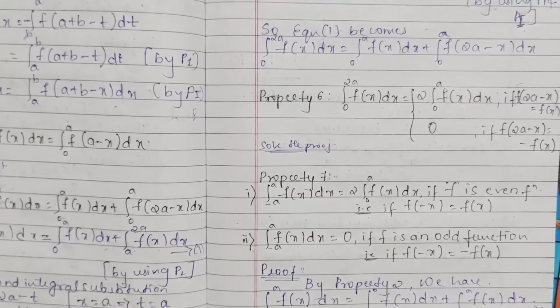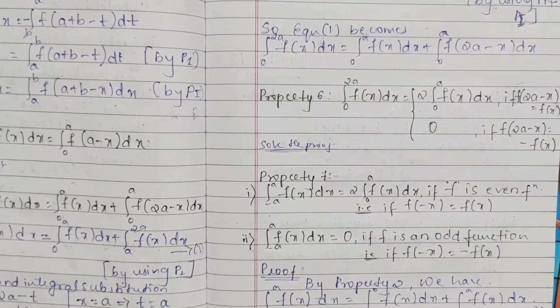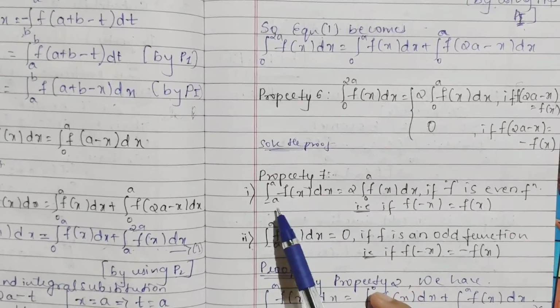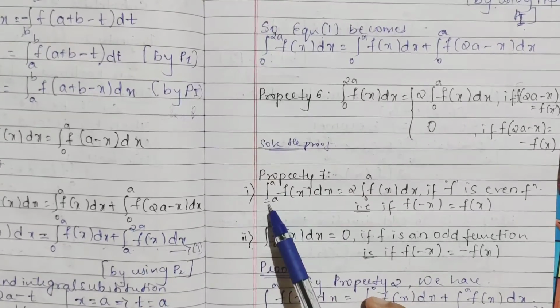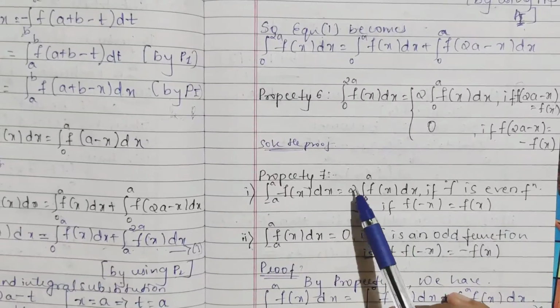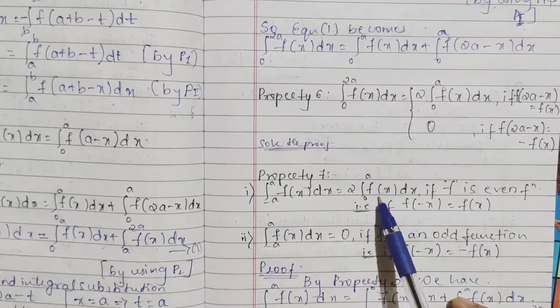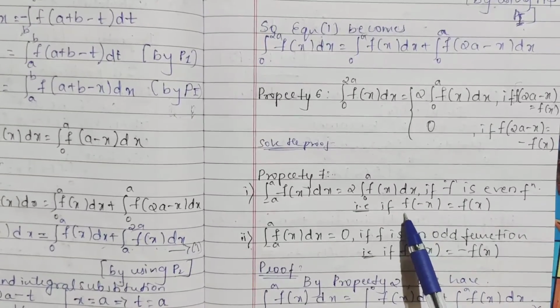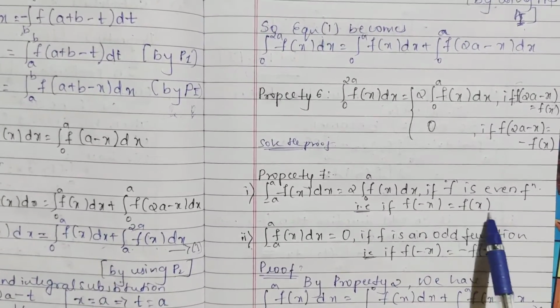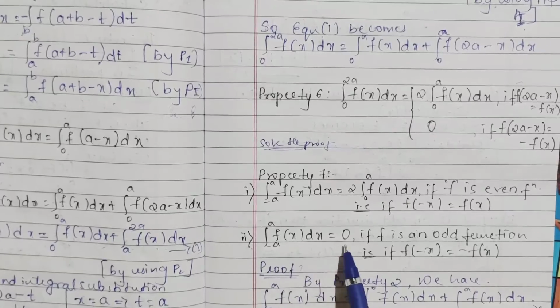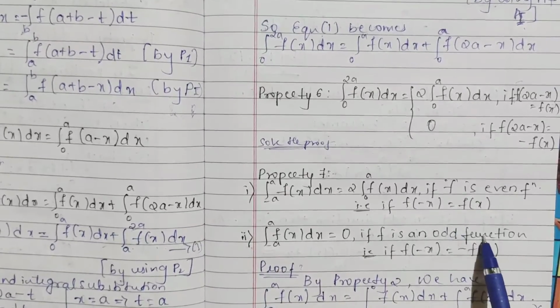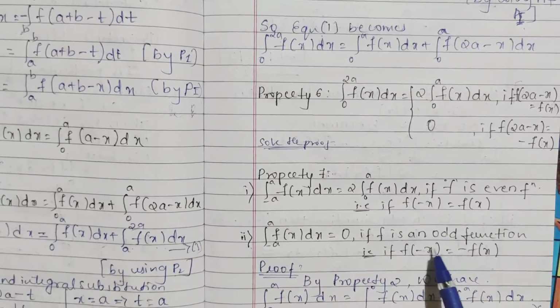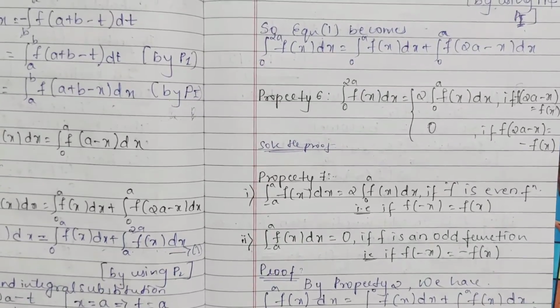Next comes property 7. What does property 7 tell? Integration f of x dx from minus a to a, means same integral but from negative to positive. It is 2 times integration from 0 to a f of x dx if f is even. F is even, which means what? F of minus x is equal to f of x. Same, it is 0 if f is an odd function, that is f of minus x is equal to minus f of x. So we will see the proof.